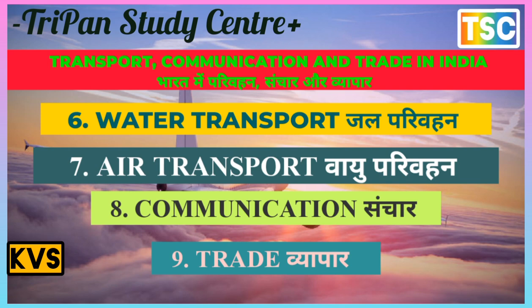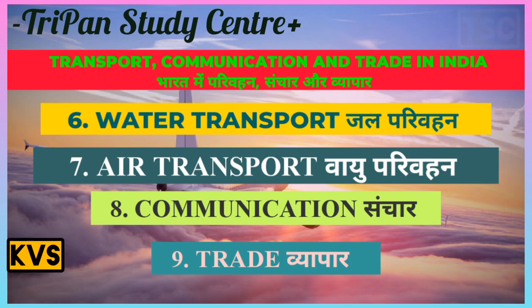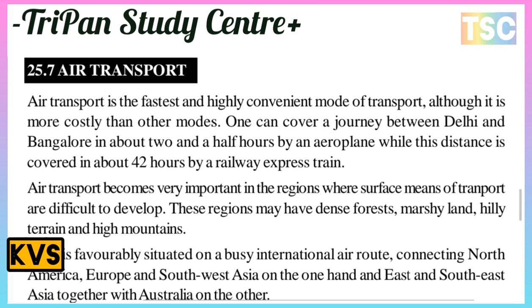The next topic, air transport. Air transport is the fastest and highly convenient mode of transport here, though it is more costly than other modes. One can cover the journey between Delhi and Bangalore in about 2.5 hours by aeroplane, whereas the same distance is covered in about 42 hours by a railway express train. That is the most important point here. By railway express train it takes 42 hours, but the airplane covers this distance in only 2.5 hours. That is important.